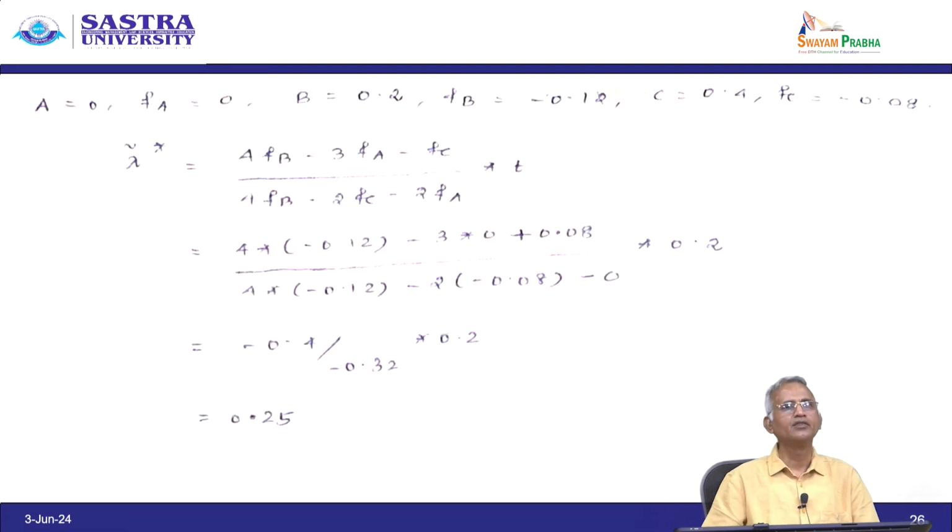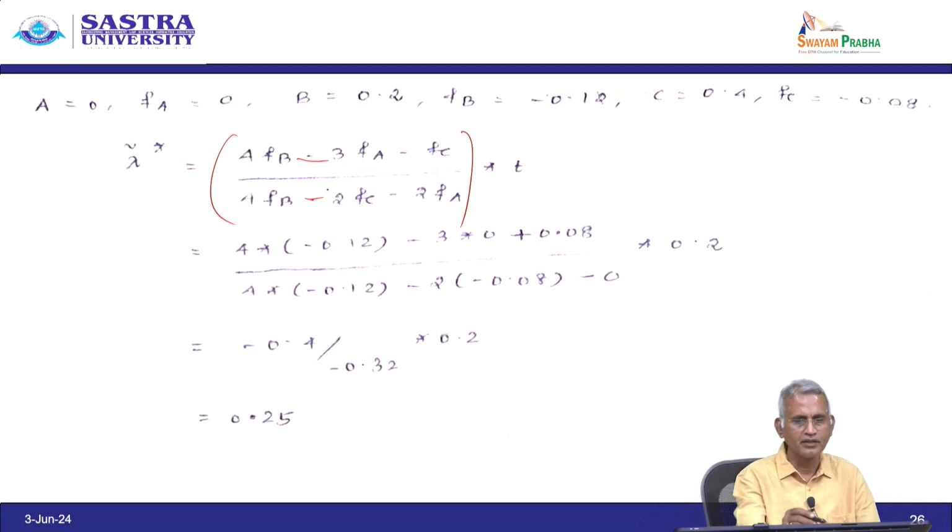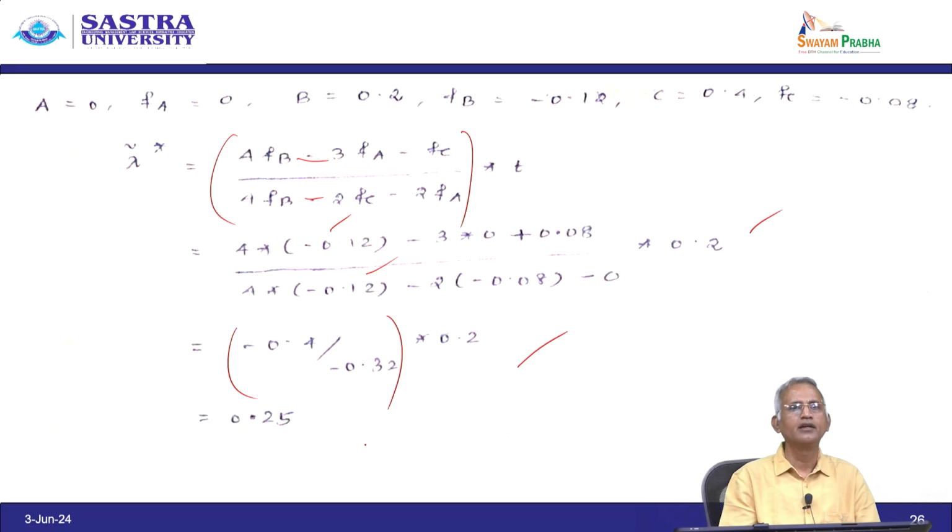Now, we got a value, fa value, b value, fb, c value, fc value. Once you know all the value, then substitute lambda star tilde equal to 4 FB minus 3 FA minus FC by 4 FB minus 2 FC minus 2 FA into T. Therefore, 4 times of minus 0.12 minus 3 times of 0 plus 0.08 by 4 into minus 0.12 minus 2 into minus 0.08 minus 0 into 0.2, which is equal to 0.4 by minus 0.32 into 0.2 equal to 0.25.